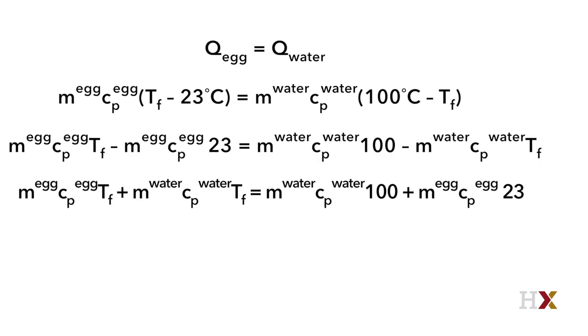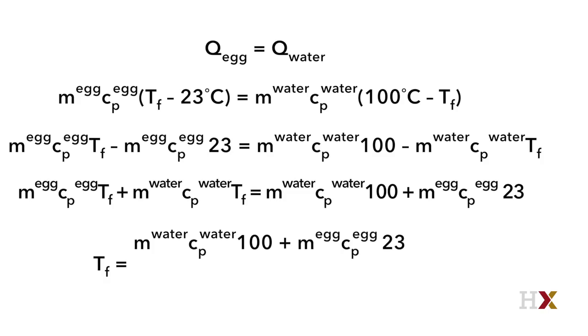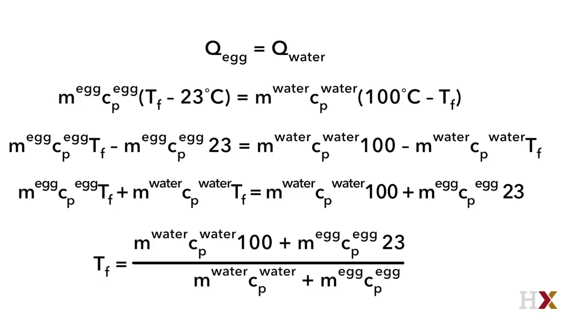We end up with this wonderful formula, which I'm going to write down now. Tf is equal to the mass of the water times the Cp of the water times 100, plus the mass of the egg times the Cp of the egg times 23, divided by the mass of water times the specific heat of water plus the mass of the egg times the specific heat of the egg. You can put in the mass of your egg. My egg was 35 grams.